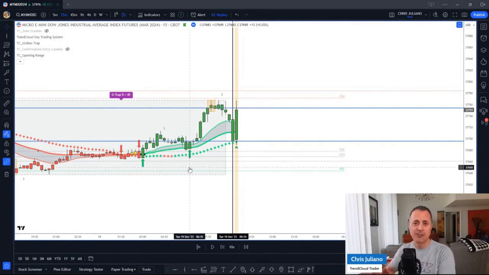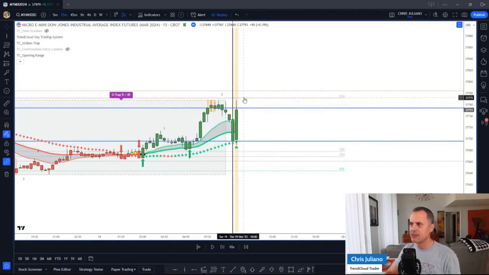I start looking at this thing around 7 a.m. I find that from 7 a.m. to 11 a.m. gives me the strongest moves of the day. And that's when I trade. So right here, we've got the opening range and a trend cloud signal. So this signal tells me I can take the trade long when it breaks above this candle.